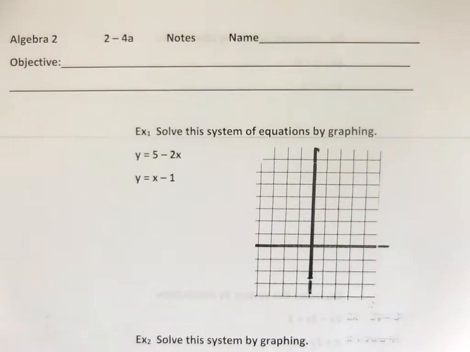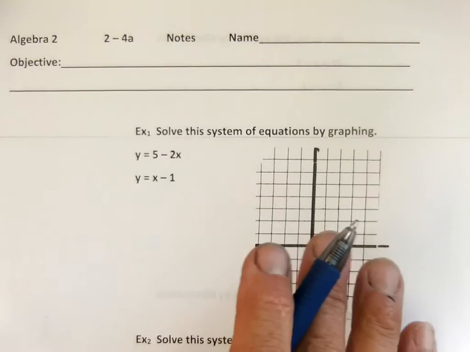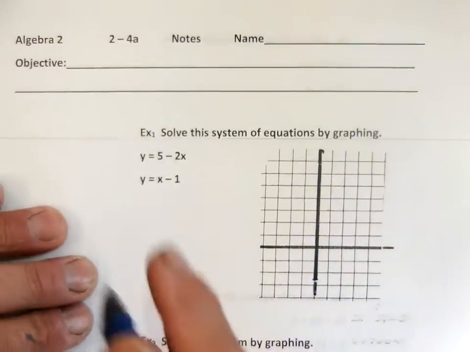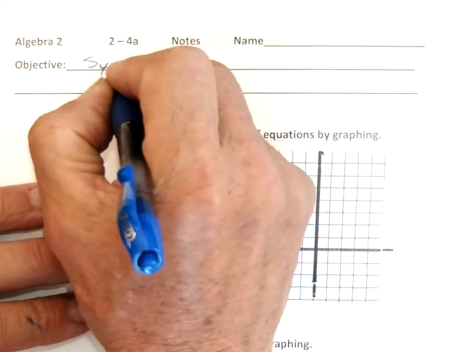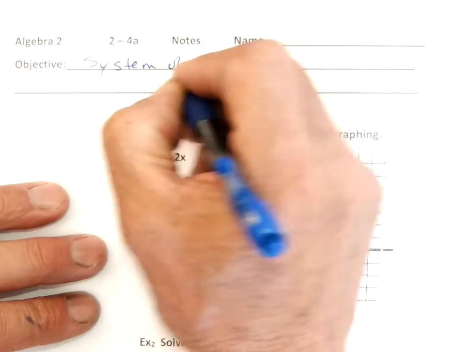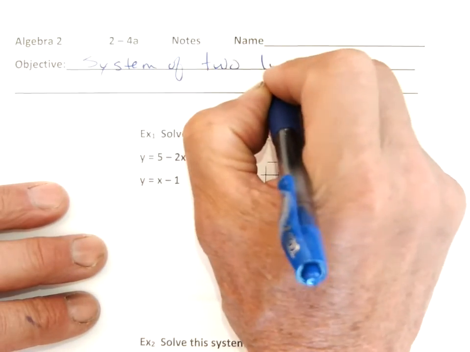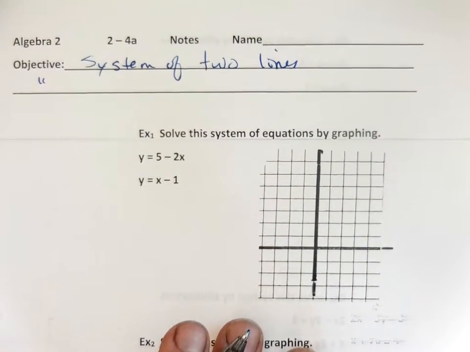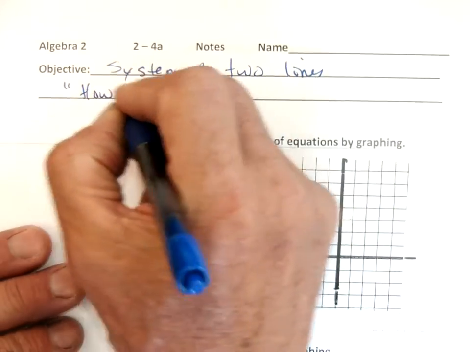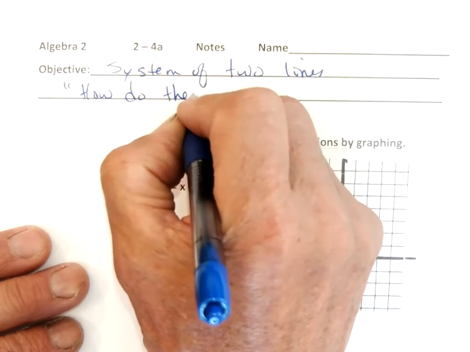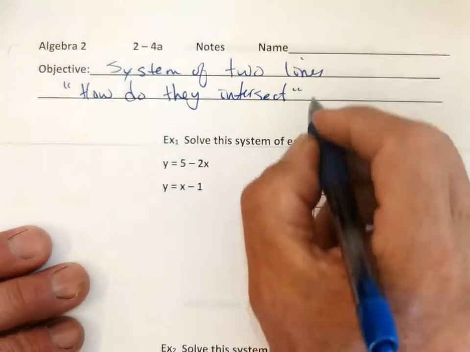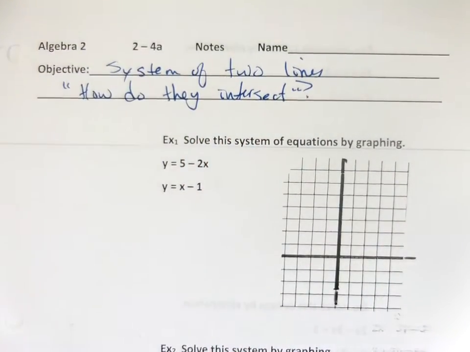Okay, so what we want to do as a precursor is we're really trying to find out how two lines intersect. So we're really looking at a system of two lines. When I say system, it means how do they intersect? System of two lines, or system of equations.